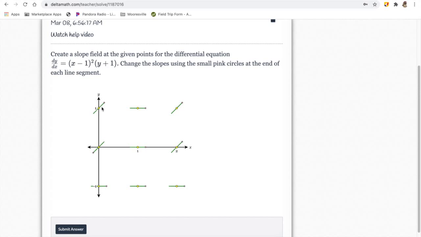0, 1. If we plug 0 in for x, we get negative 1 squared is 1. 1 plus 1 is 2. So 2 times 1 is a 2. So that's a steep positive slope. I will say it's about right there.